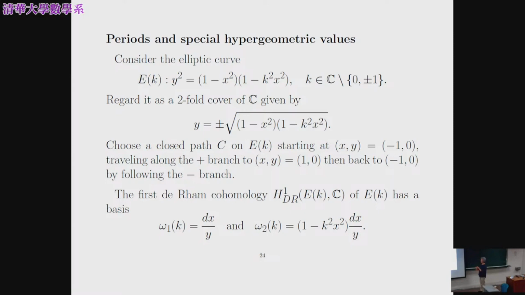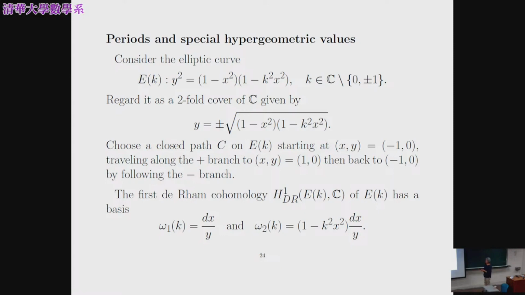So when I move from (minus 1, 0) to (1, 0), when I take an x, say, in between minus 1 and 1, I have two choices of y. First, I choose the plus branch. After I reach (1, 0), when I go back to (minus 1, 0), I will travel along the lower branch. So I started from the upper branch, then I go back on the lower branch. So you see a circle.